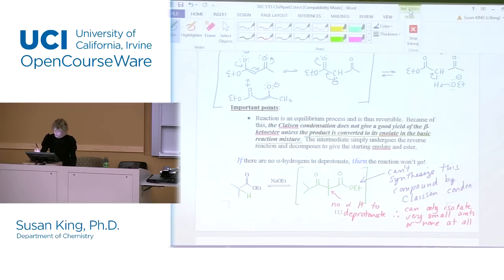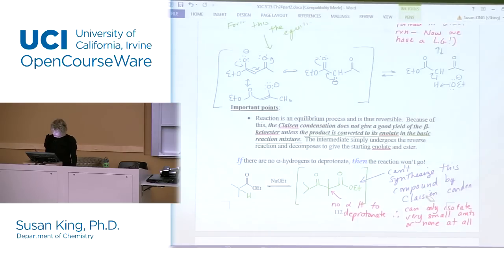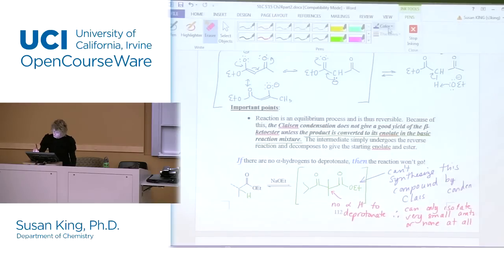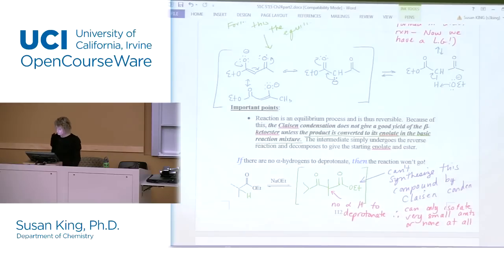And I always want to put 2 S's on that Claisen, so we'll fix that. When I do that, it looks a little bit like Claisen pickles. Always want to put 2 S's there for some reason. Okay, so can't synthesize that compound.